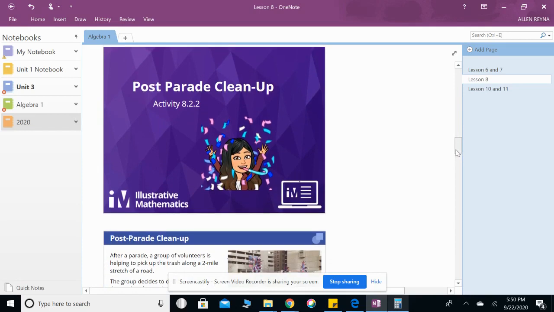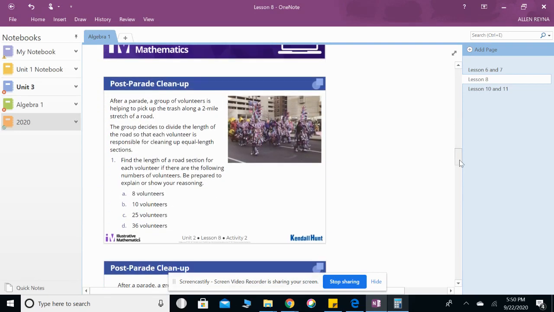So this one says post-parade cleanup. After a parade, a group of volunteers is heading to pick up trash along a 2-mile stretch of road. The group decides to divide the length of road so that each volunteer is responsible for cleaning up equal lengths of sections. That's only fair, right? So it says find the length of the road section for each volunteer if there are following numbers of volunteers. Be prepared to show and explain your reasoning.